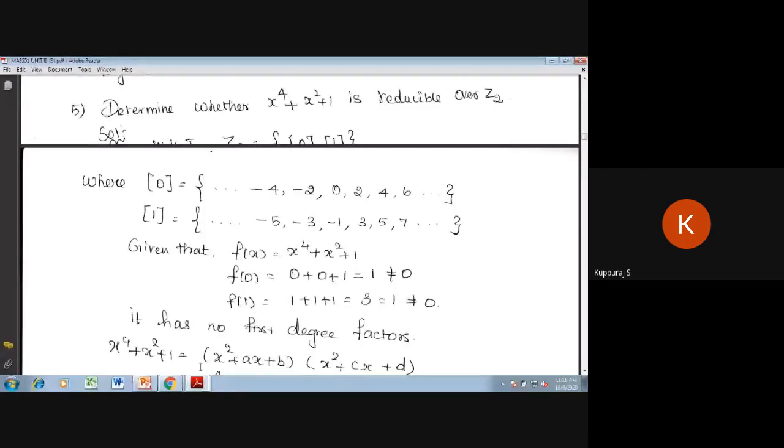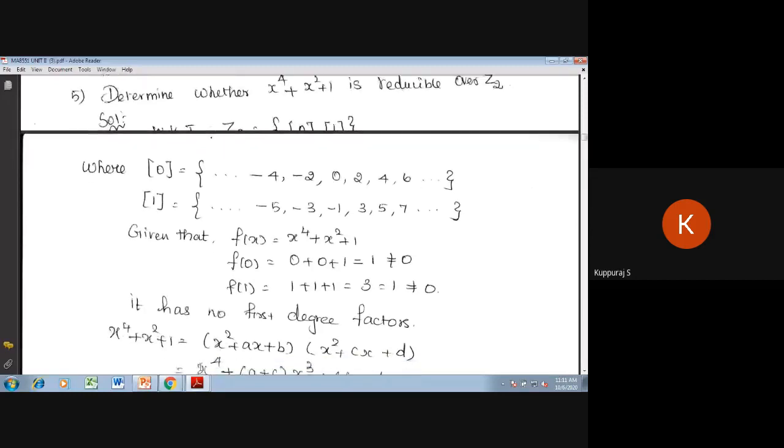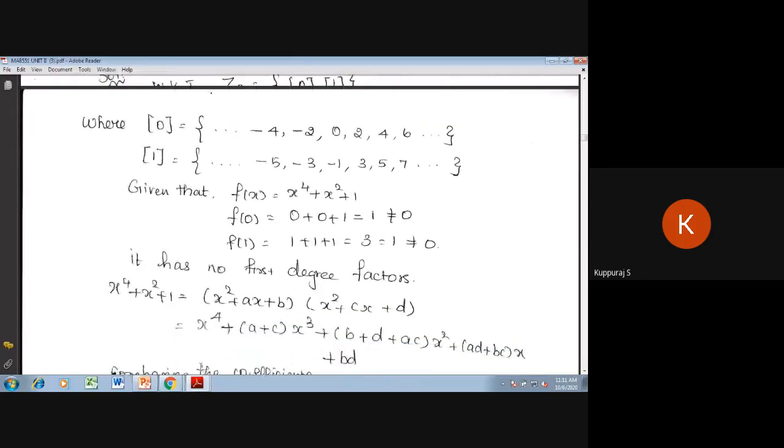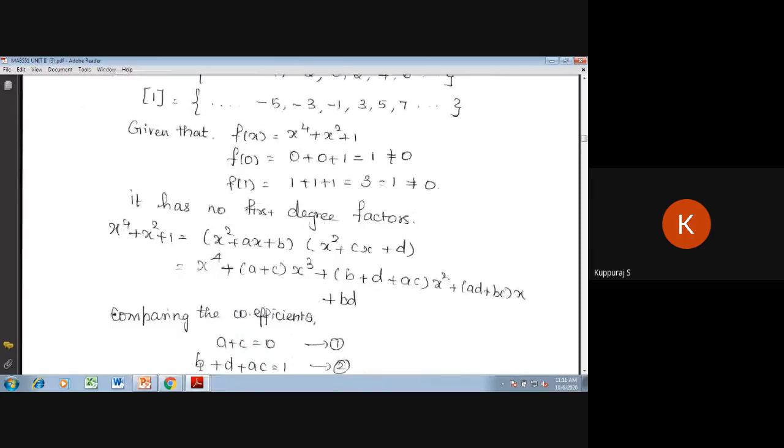so all the values of x do not make 0 in the given polynomial, which means the polynomial has no roots over Z2. Therefore, we can conclude that the given polynomial is irreducible over Z2.